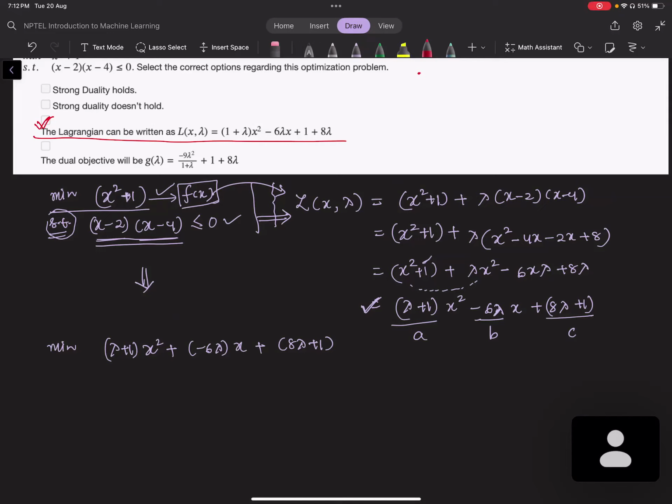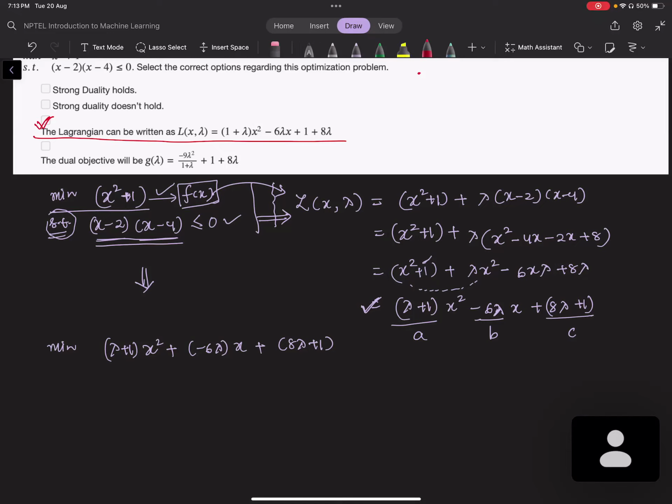Then the second thing is that you have to find the dual objective. So the dual objective is that minimizing this should be equal to maximizing some other equivalent term. Okay. So we can find the dual objective. So after converting into the Lagrangian form, you have to find the dual objective.